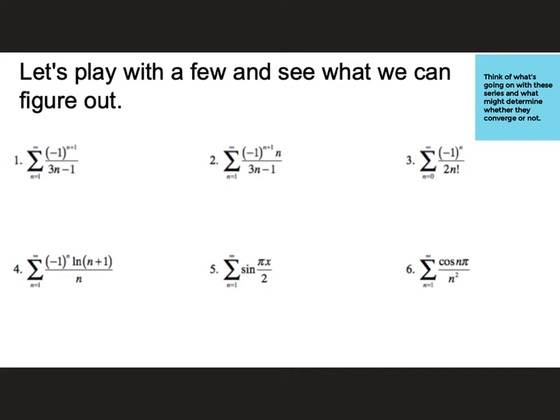All right. This one diverges. This one diverges. How do I know? Well, this one, think of the divergence test. What's the limit as n goes to infinity? Ignore the negative 1. n over 3n minus 1, that goes to 1/3. So since that limit is 1/3, then we diverge. That fails the divergence test.